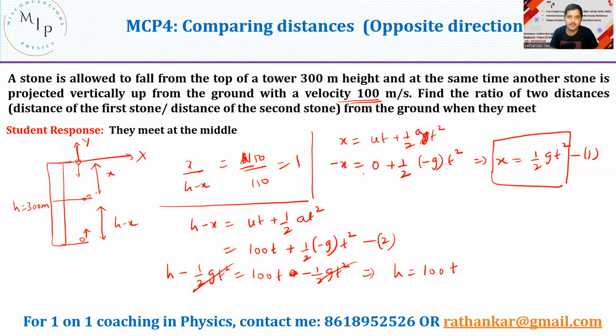Now let us substitute the value of h. What is the value of h? 300 meters. So let me substitute: 300 is equal to 100t. This implies t is equal to 3 seconds.